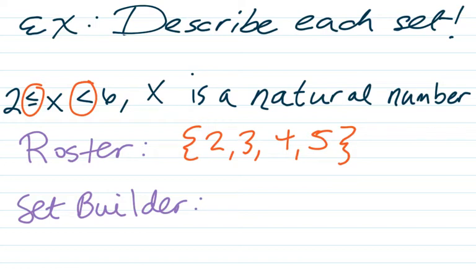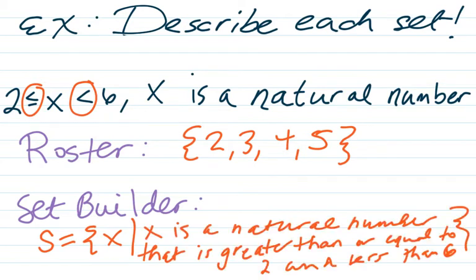In set builder notation, we can say that the set S is equal to the set of x's such that x is a natural number where x is greater than or equal to 2 and less than 6. So written out, you can see that x is a natural number that is greater than or equal to 2 and less than 6. So you can say x is less than 6.